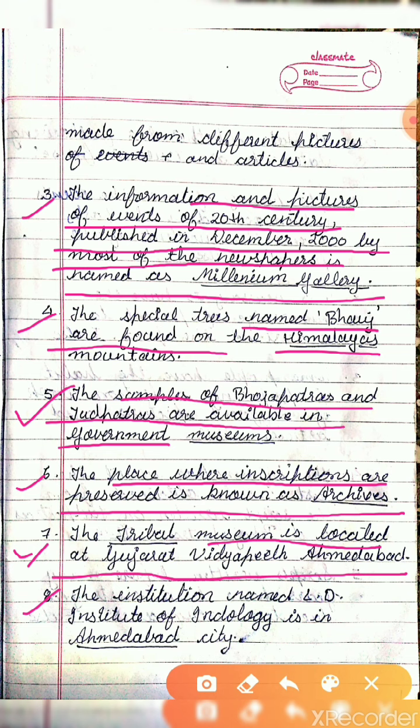Then the eighth one: the institution, I-N-S-T-I-T-U-T-I-O-N, named LD Institute of Indology is in dash city. The institution named LD Institute of Indology is in Ahmedabad city. What will be the answer? Ahmedabad.